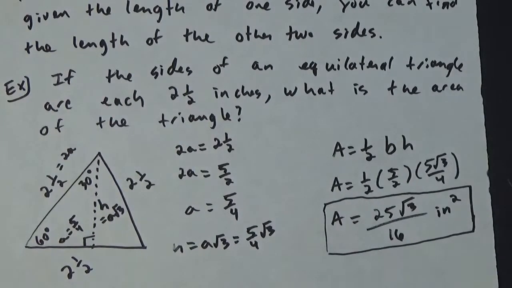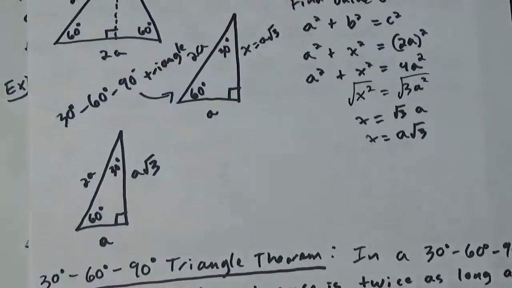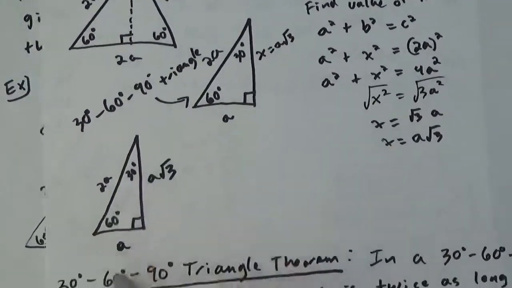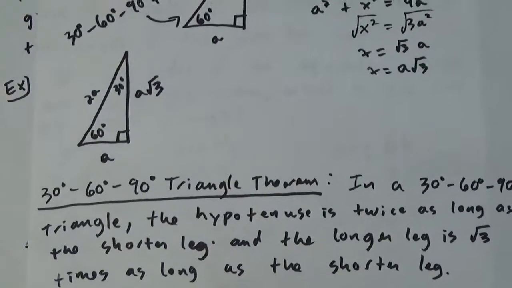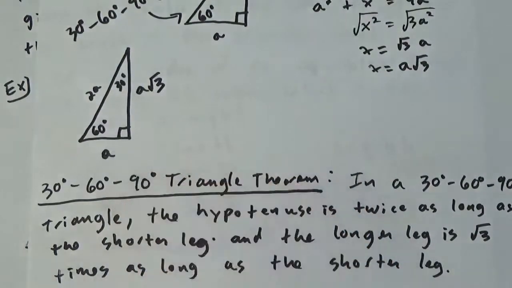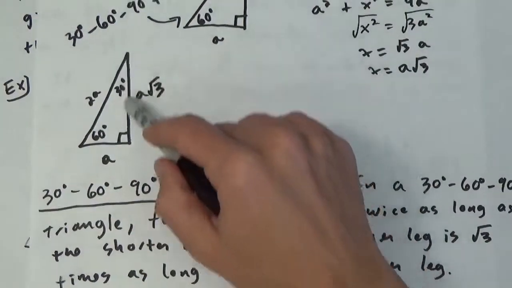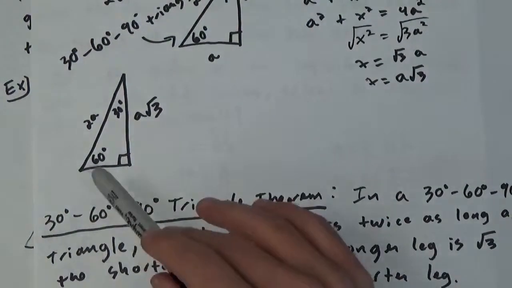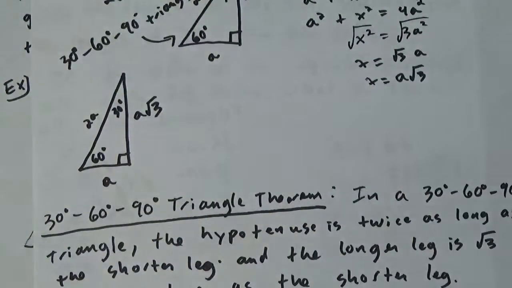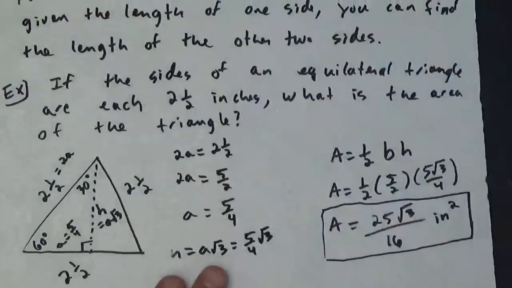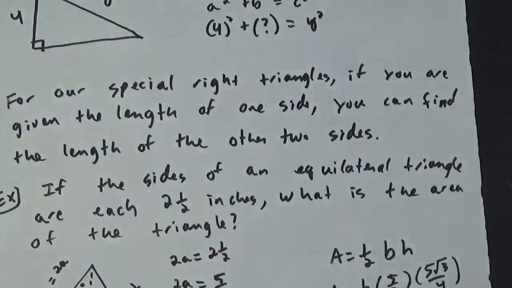So in this video, we went over the second special right triangle, the 30, 60, 90. And the big thing with the 30, 60, 90 is if the length of the shortest leg is a, then the length of the hypotenuse is twice that, and the length of the longer leg is a times the square root of 3, essentially. And we did a couple of examples of using that, and we also talked about why the 45, 45, 90 and the 30, 60, 90 are special triangles. And essentially, if you are given the length of one side, you can find the length of the other two sides.